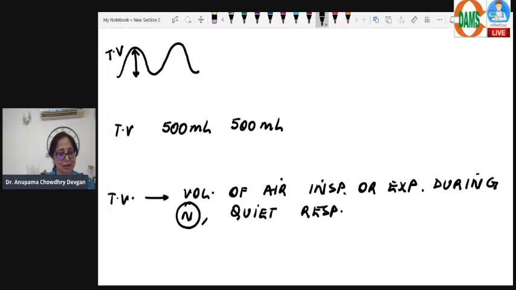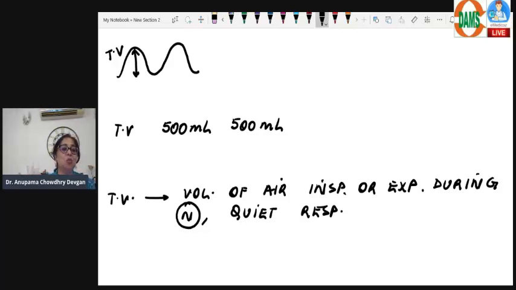VQ ratio is 1/3 of tidal volume. VQ ratio is ventilation perfusion ratio, है ना? Ventilation मतलब the amount of air going into the lungs. Perfusion मतलब the blood flow in the pulmonary blood vessels, isn't it? That is VQ ratio. Now, we said dead space.